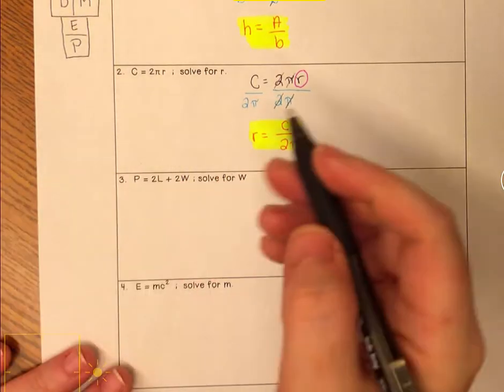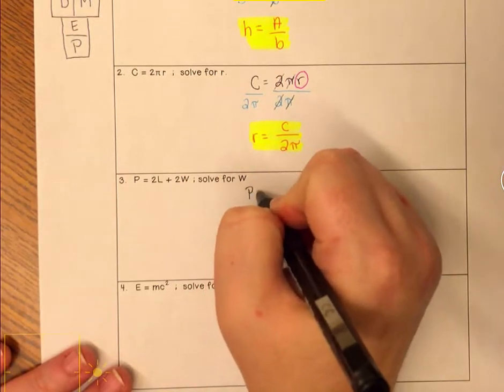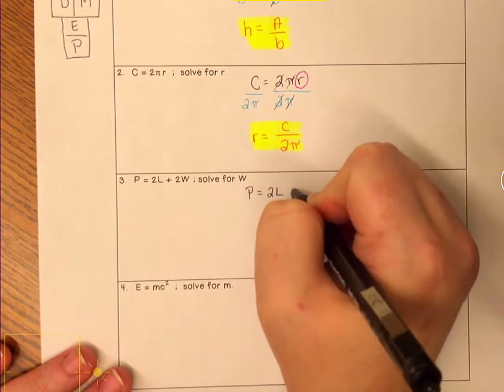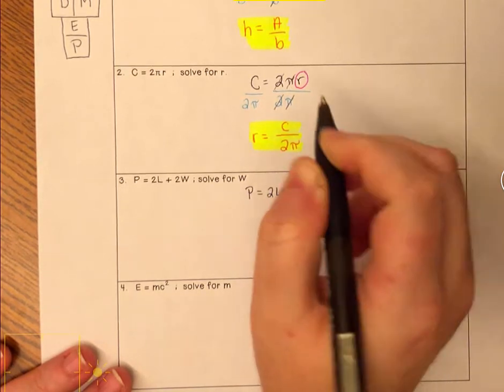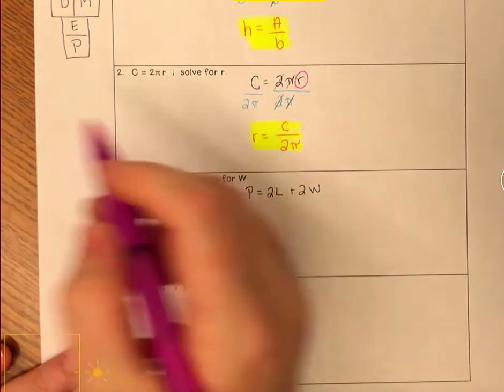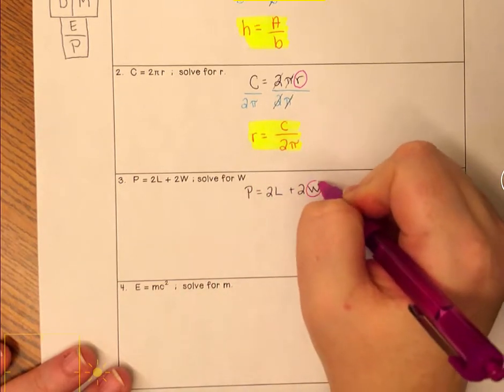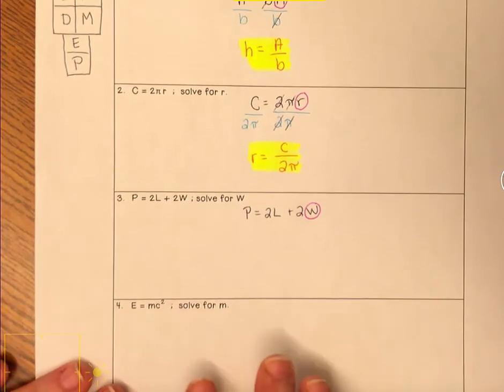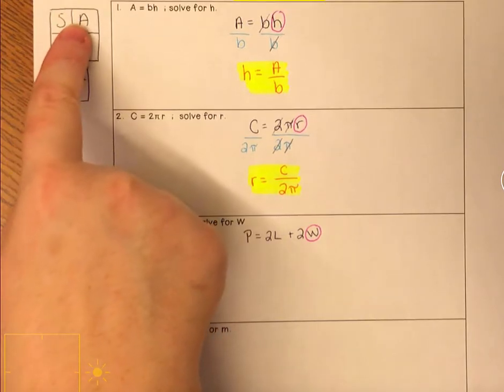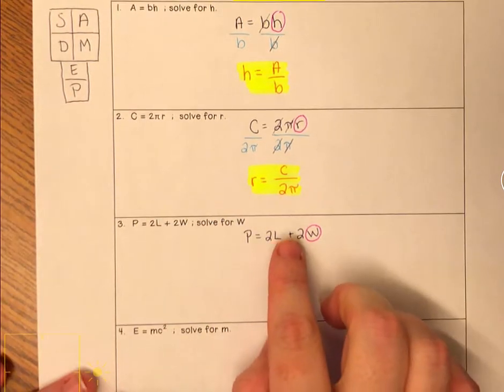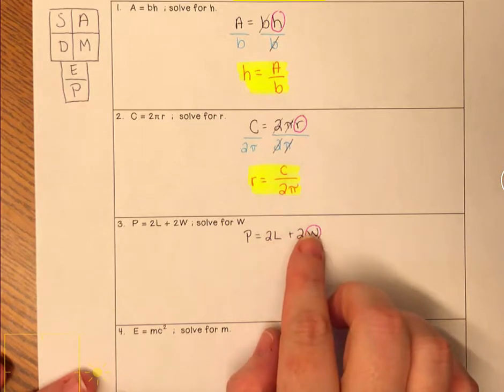So I'm going to, again, rewrite this problem as P equals 2L plus 2W. I want to circle my W so that I know that's what I need to get alone. Now I go to my SADMEP, so I add and subtract. I have an addition sign, so that means I have a term that is not multiplied to my W.